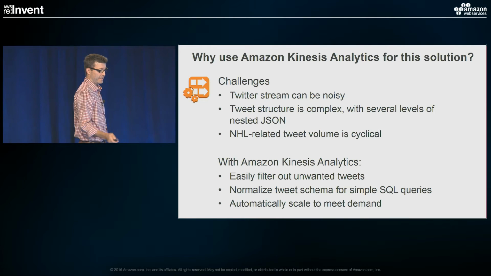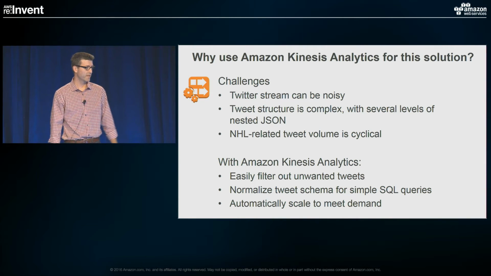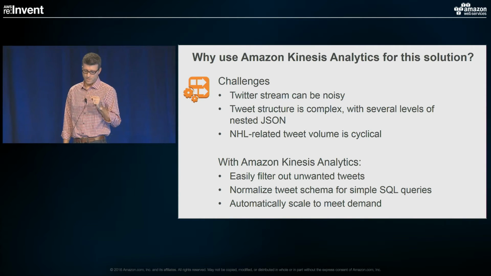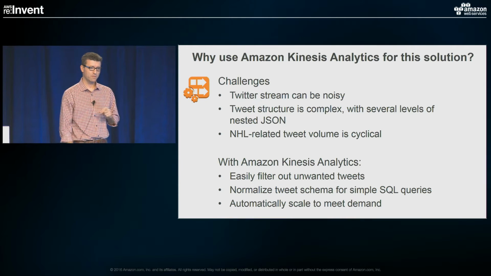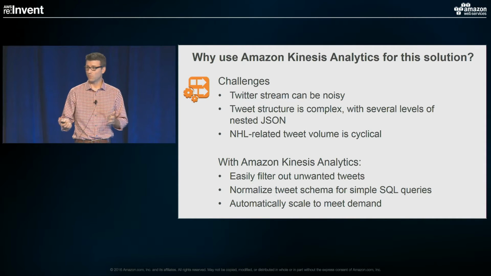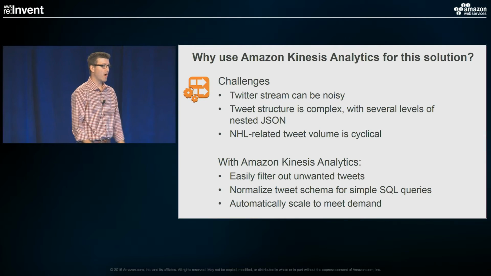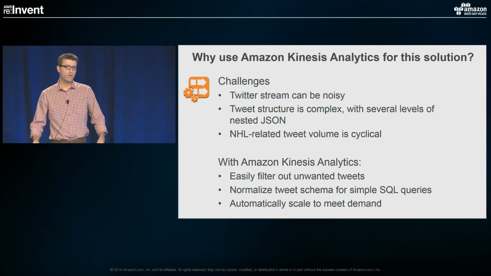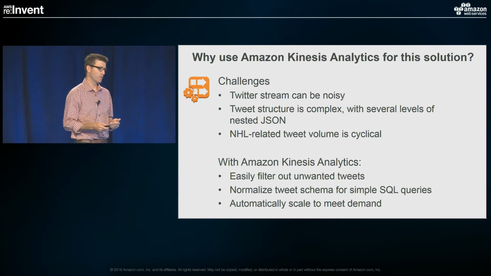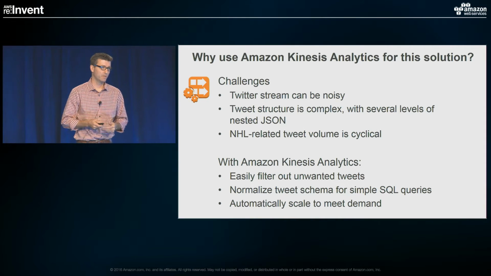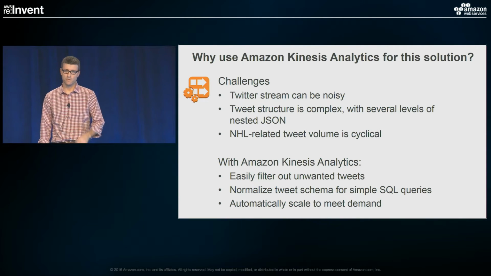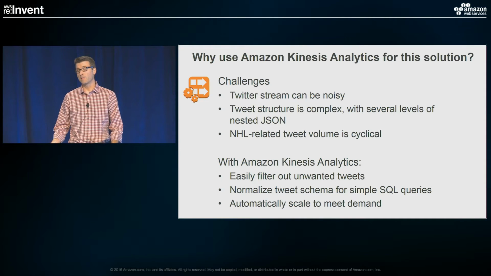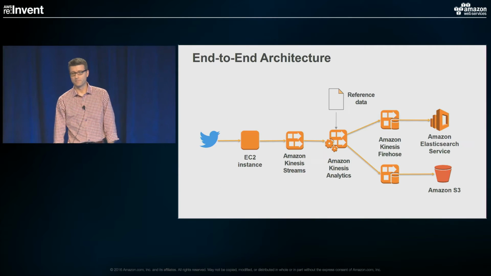So with Kinesis Analytics, the reason it's good for this use case is that it makes it very straightforward, with a SQL statement, to filter out tweets we don't care about. It makes it very simple to normalize the tweet structure, so that gives us the ability to do SQL on that data. And then it automatically scales. Because of the cyclical nature of this kind of data, we don't want to over-provision for something that's not going to be used in July, or at 6 a.m. So it's a really good use case because Kinesis Analytics will automatically scale based on the data.